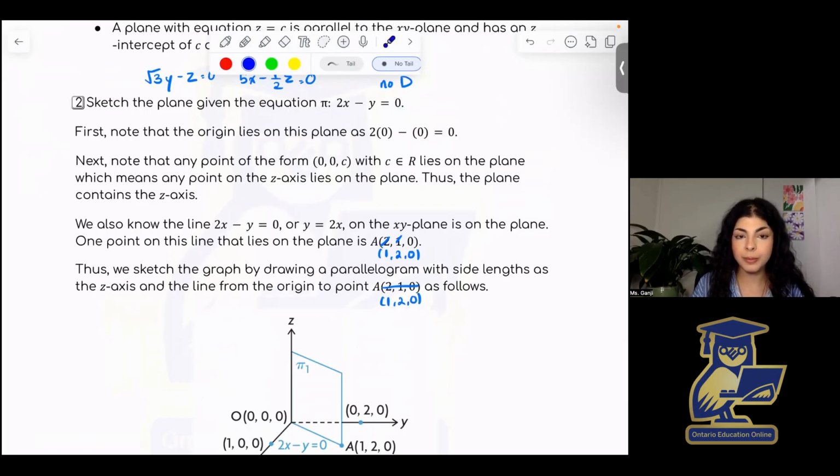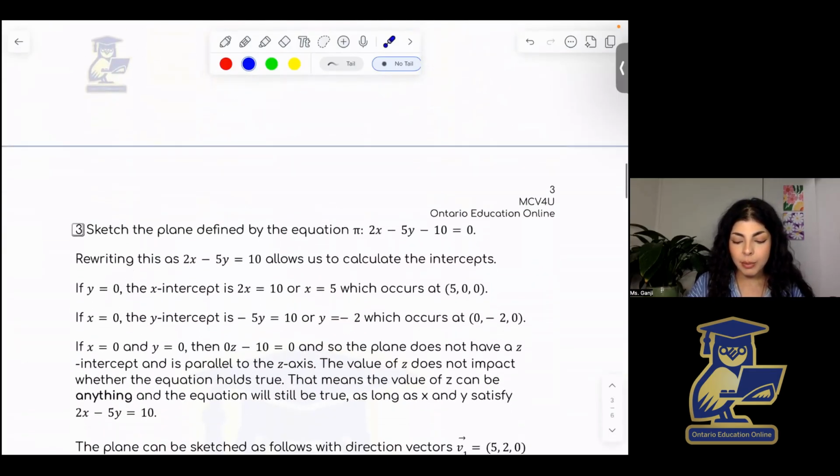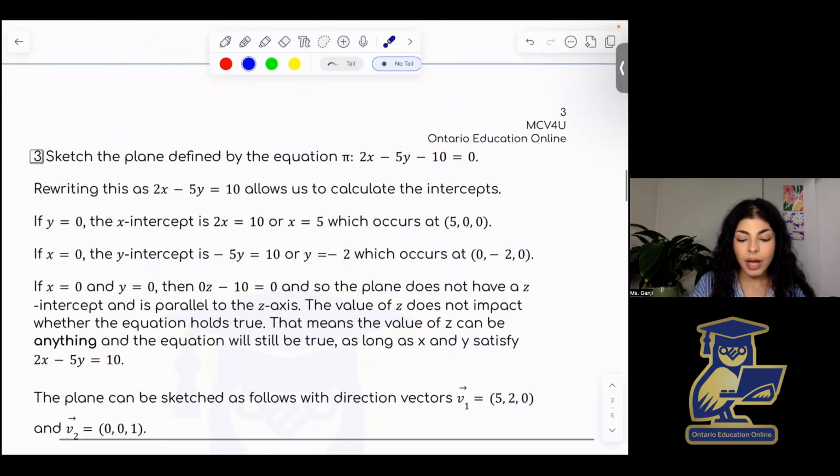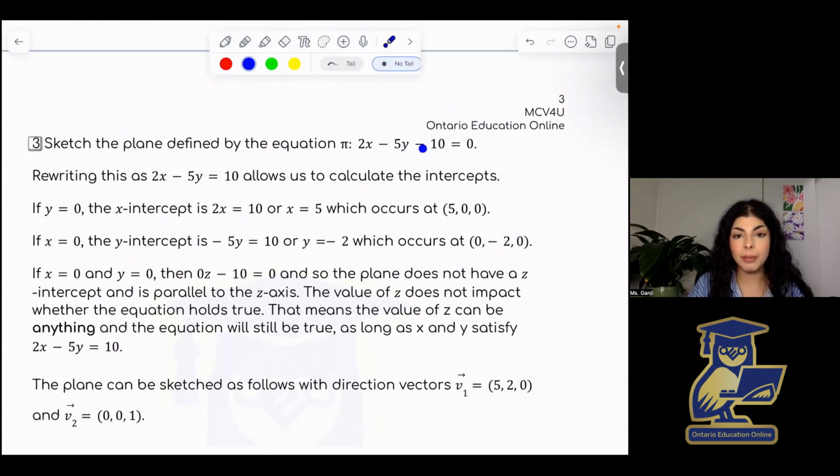And so that is how you would sketch any equation of the form where you have two variables and no d value defined. The next example we see is now you have two variables, but you do have a d component. So in this case, we can no longer say that the origin is on this plane, because if you have 0, 0, then you have that negative 10 there. So this does not produce equality on both sides.